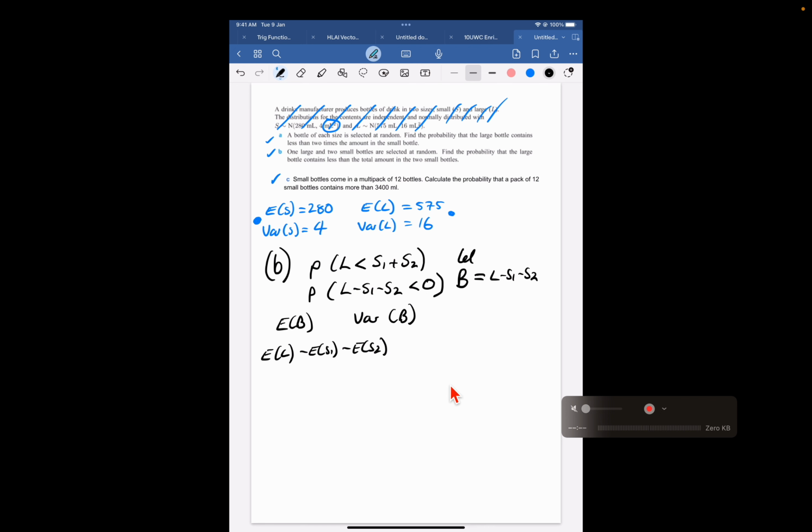And then of course var of B equals the variance of L plus variance of the first small bottle plus variance of the second small bottle. Now compare this with part A. It's variance of L plus 2 times the variance of S, whereas over here it's E of L minus 2 times E of S. So you can see that the expected value is going to be exactly the same. So that's pretty easy, right?